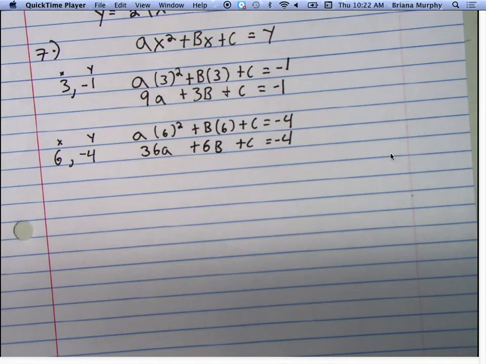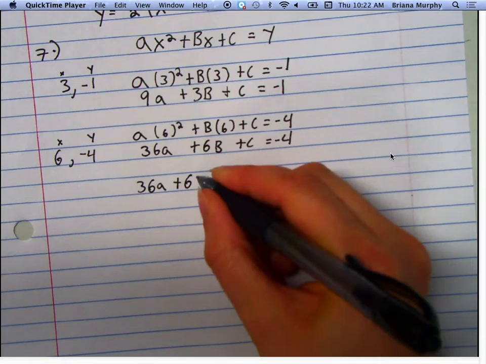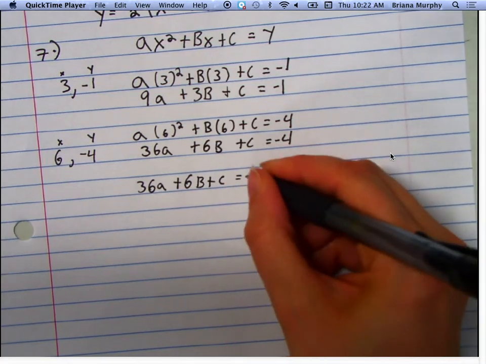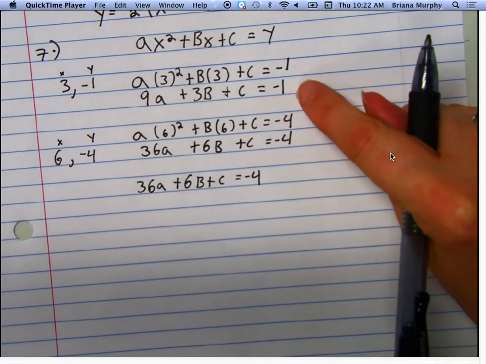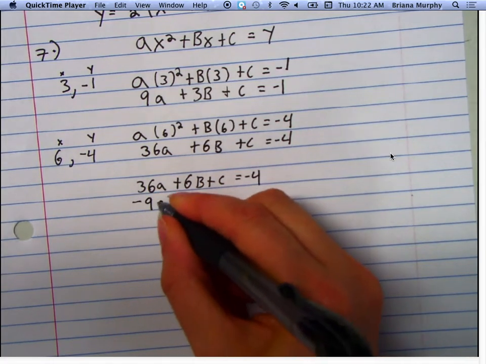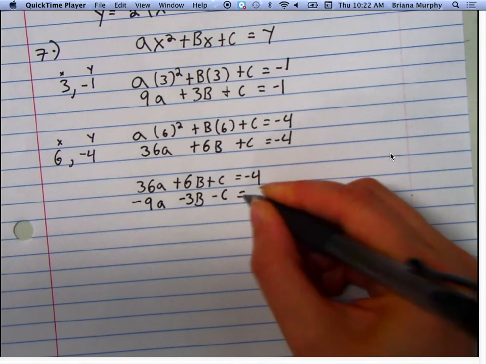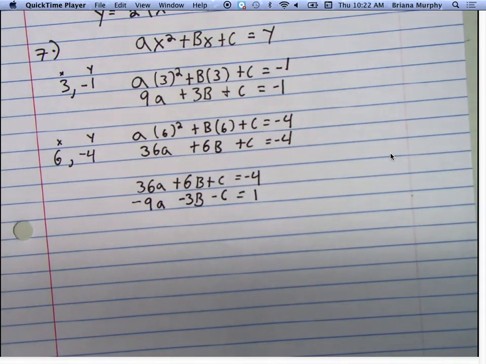Okay, so I'm going to rewrite 36a plus 6b plus c equals negative 4. But instead of writing 9a, 3b, and positive c equals negative 1, what am I going to write? Negative 9a minus 3b minus c equals a positive 1. Why did I do that? I needed to do that so that what goes away? Right? Because c plus c gives me 2c, right? But c minus c gives me 0. Okay?